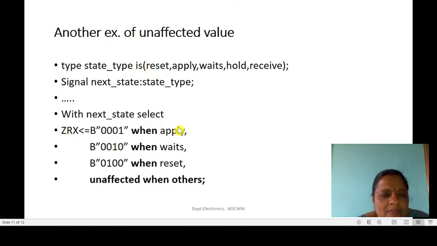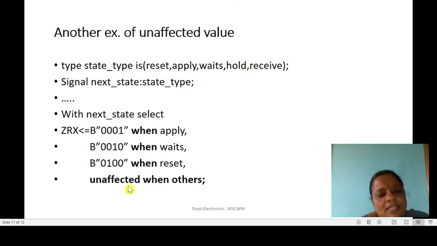But what happens if I have selected reset, hold, or receive? Sorry, reset means it is going to select its own value. If I have selected hold and receive, what happens? Nothing is there. It is going to execute the condition unaffected when others. This is called others. That means you have not written any conditions for this one, but I have selected hold and receive because they are there in the choices.